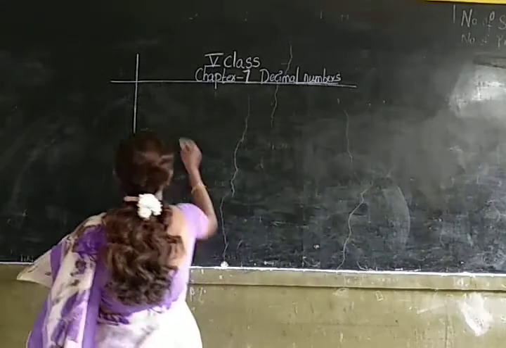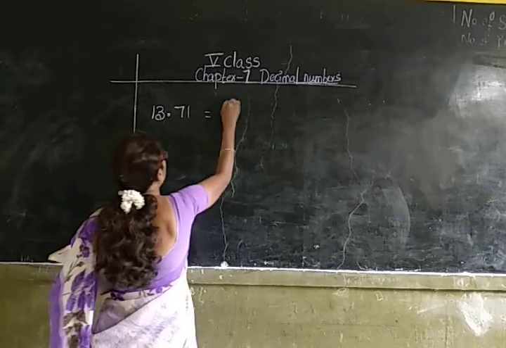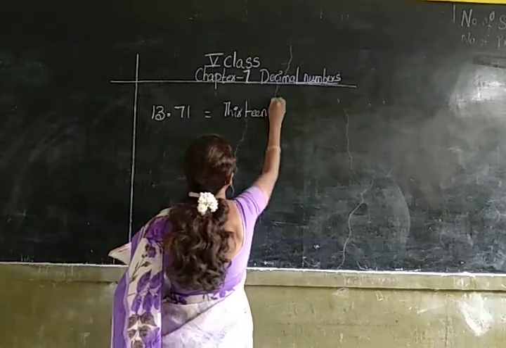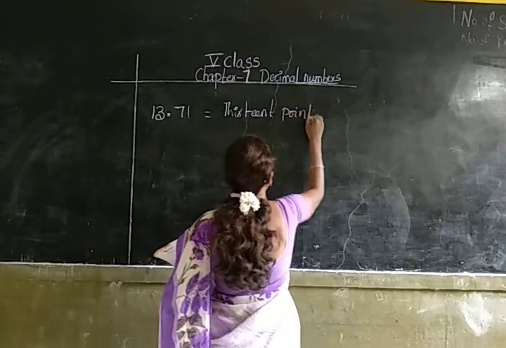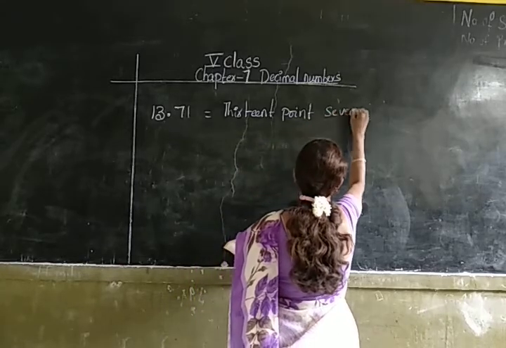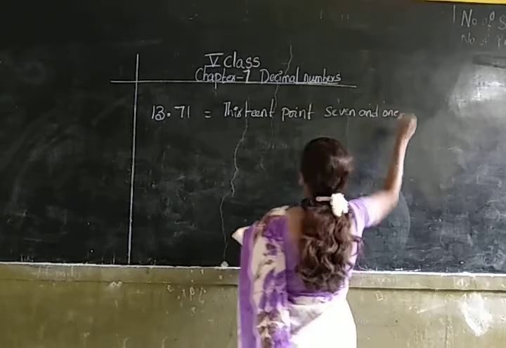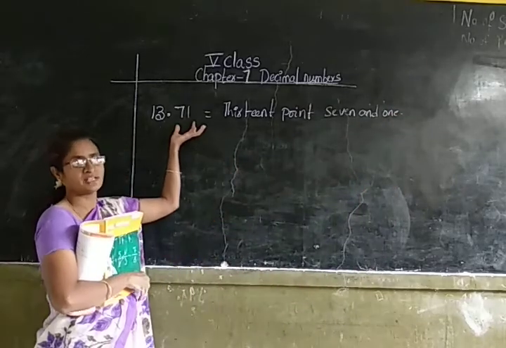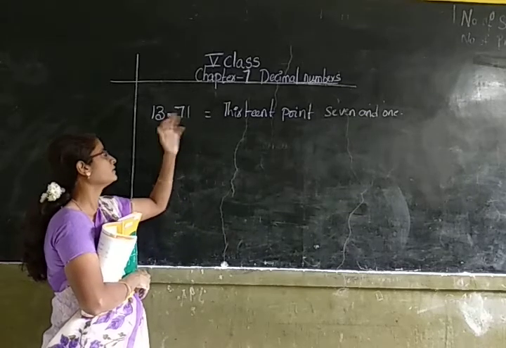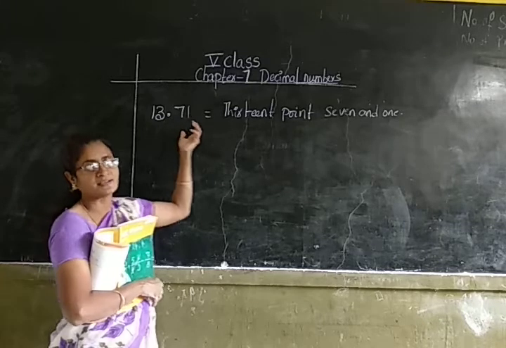The number 13.71 is read as 13 point 7 and 1. You should not combine and read it as 71. Okay, children, you should read it as 7 and 1. The digits after the point are read separately.